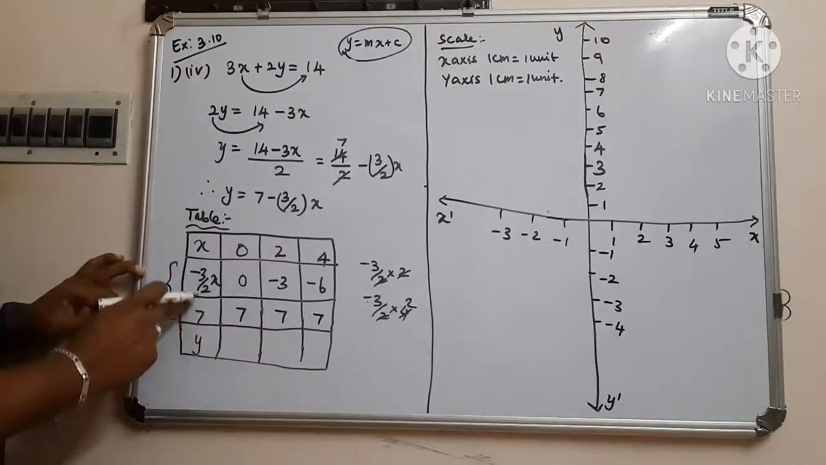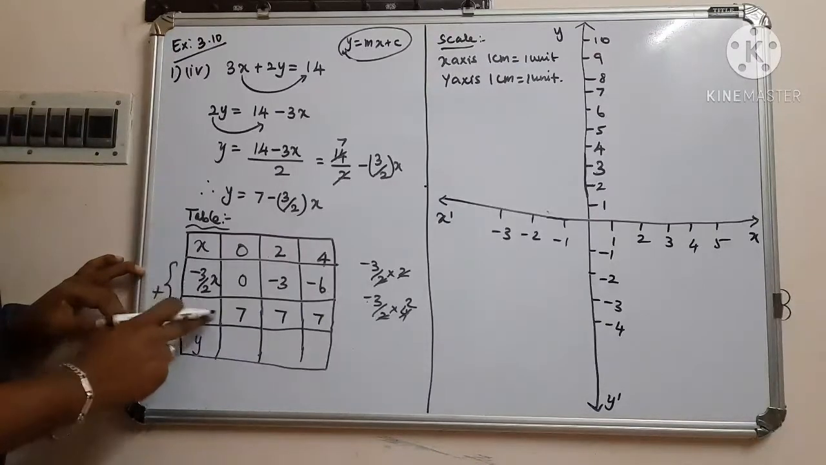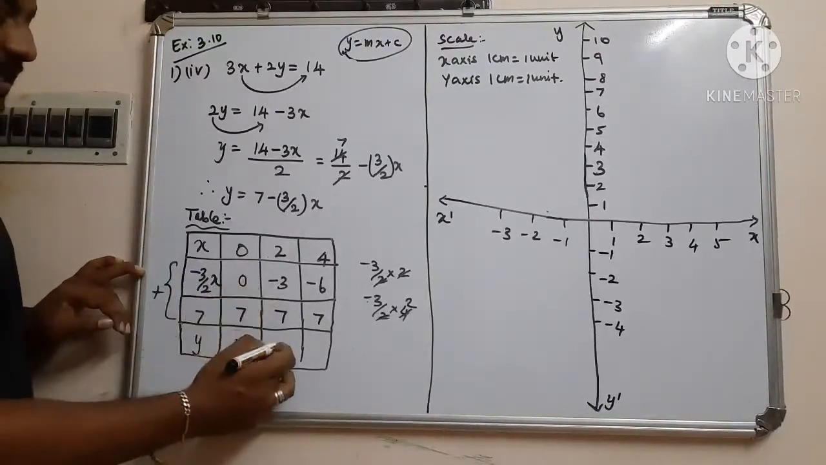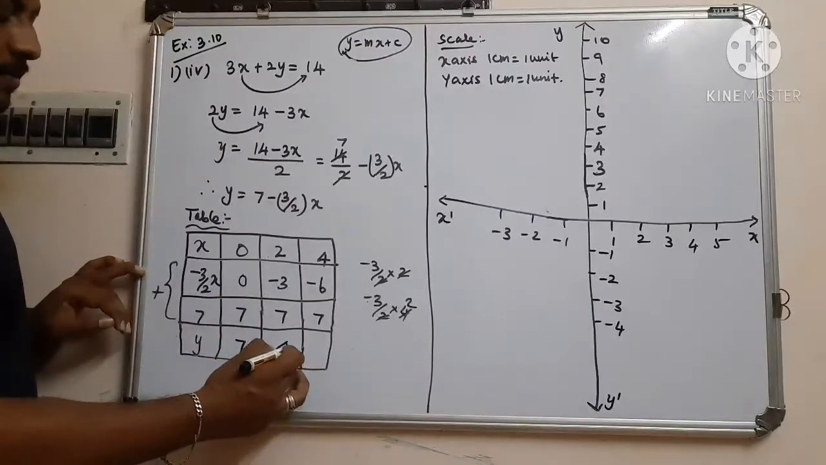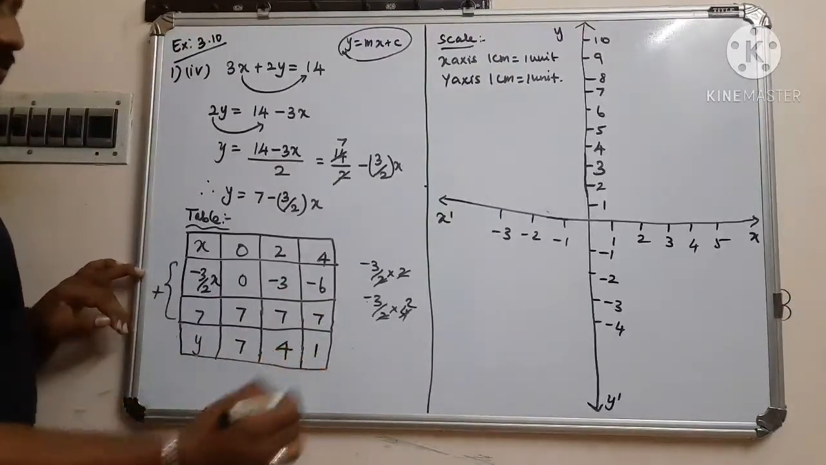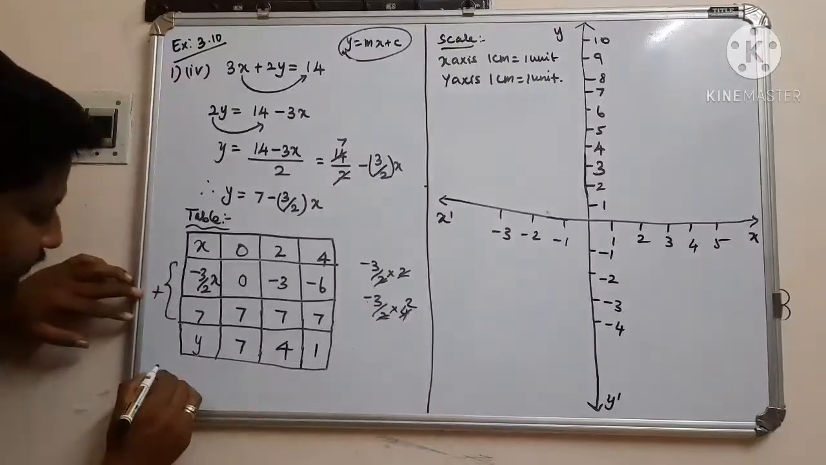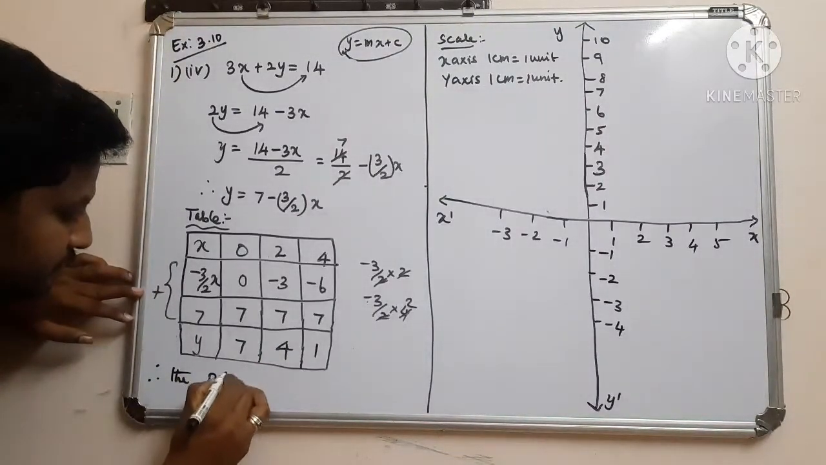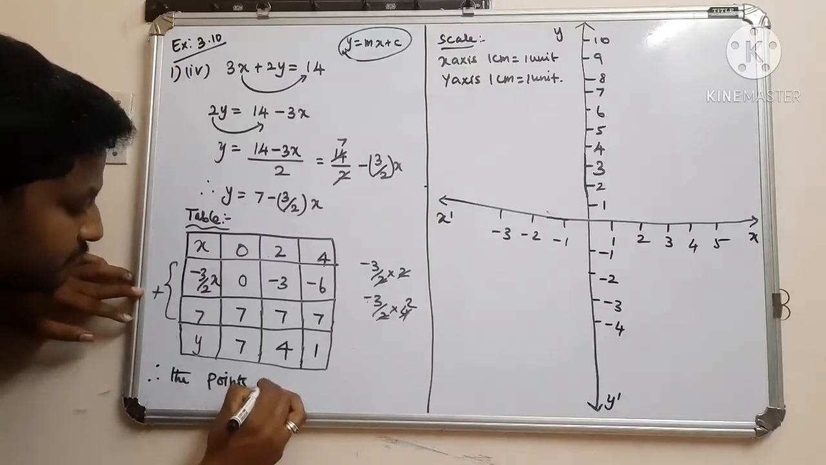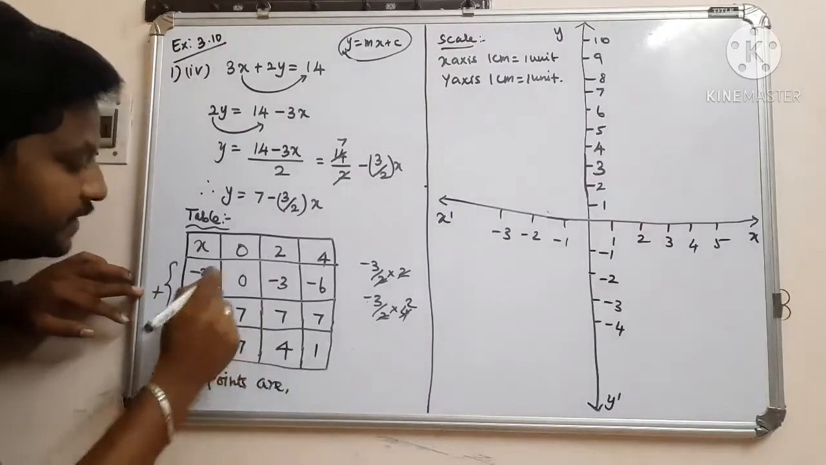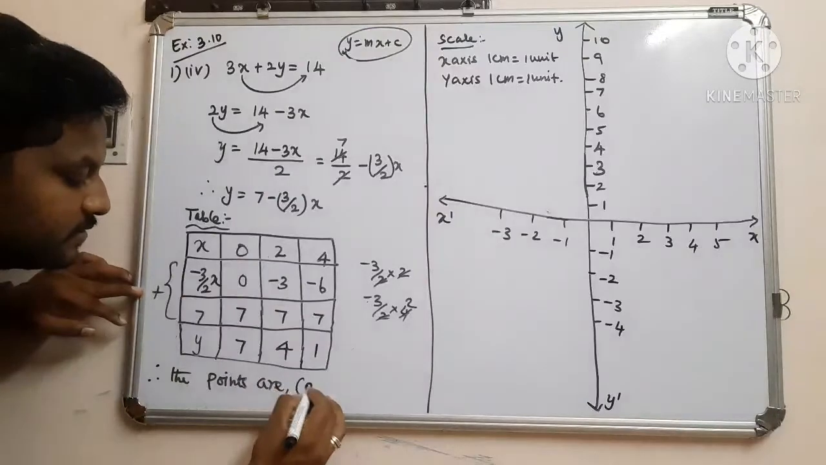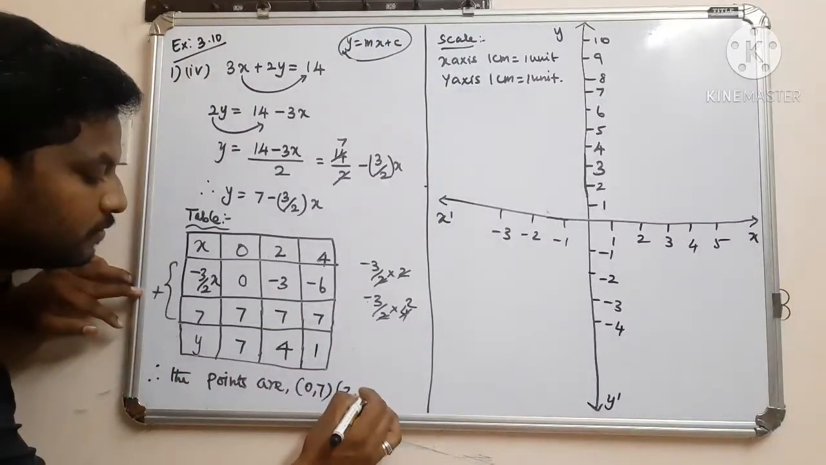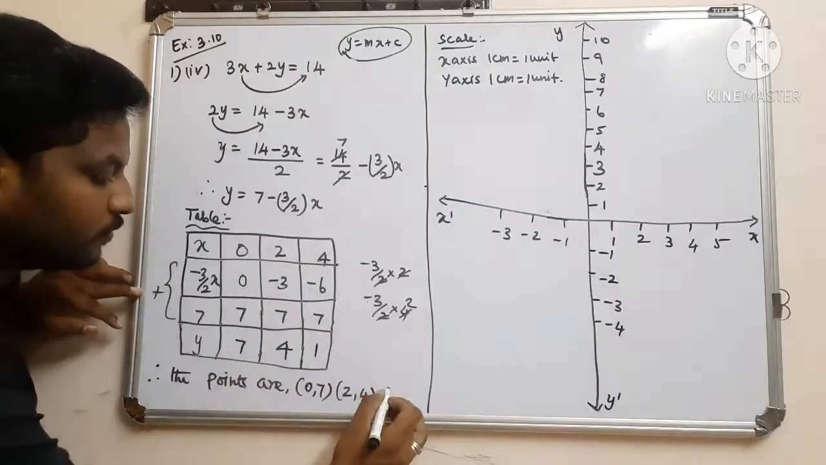So now y is, we have to add these two rows. So 7 plus 0, 7. 7 minus 3, 4. 7 minus 6, 1. So therefore, the points are 0, 7, 2, 4, 4, 1.